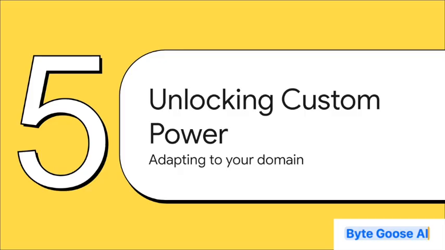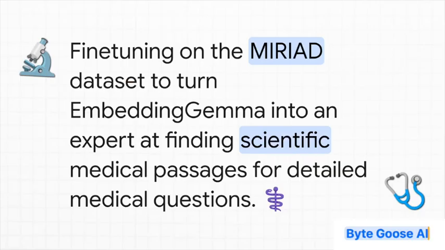Okay, so the pre-trained model is already powerful. It's great right out of the box. But what if you need true expert-level performance in a really specialized field, like medicine or law? Well, that's where fine-tuning comes in. Let's look at how we can adapt EmbeddingGemma for a very specific research task. So for our case study, we're going to use MIRIAD. It's a fantastic dataset full of detailed medical questions and the exact passages from scientific papers that answer them.